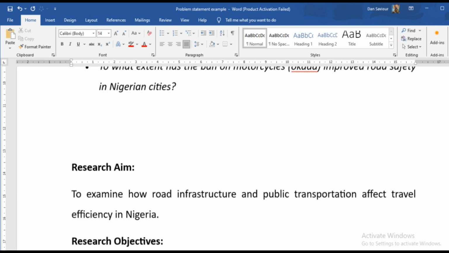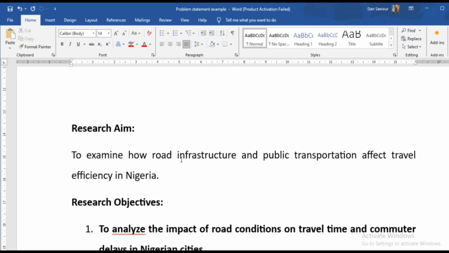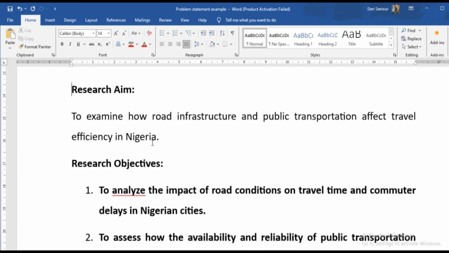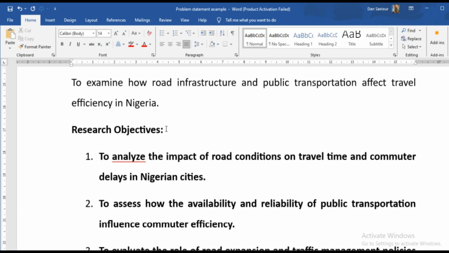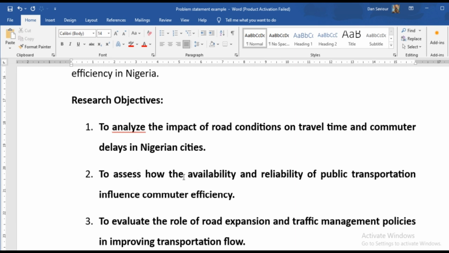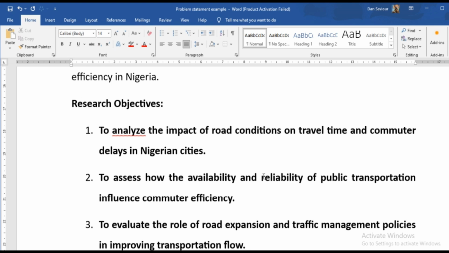Now, look at a typical example of a research aim. Let's say we have to examine how road infrastructure and public transportation affect travel efficiency in Nigeria, right? Now, look at the research objectives. To analyze the impact of road conditions on travel time and commuter delays in Nigerian cities, to assess how the availability and reliability of public transportation influence commuter efficiency.